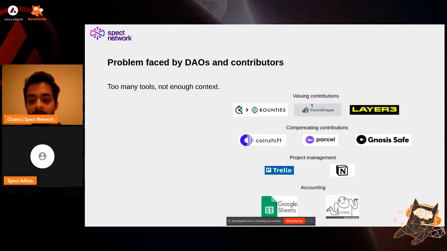All of these tools you see here are great tools, but they lack that context. For example, in terms of valuing contributions, there are Layer3, Coordinape, and Gitcoin, which are all great tools, but they're not really meant for someone who's trying to contribute to DAOs full time, or consider that a way of sustaining themselves. And there are other things like accounting, where people are resorting to Google Sheets right now, and some DAOs don't even know what to do about it because of the complication that comes with different tokens and different chains.